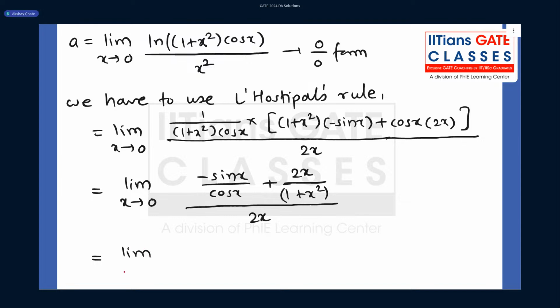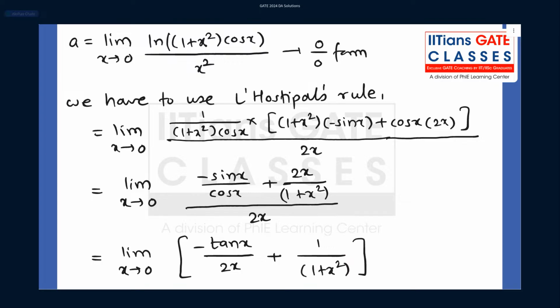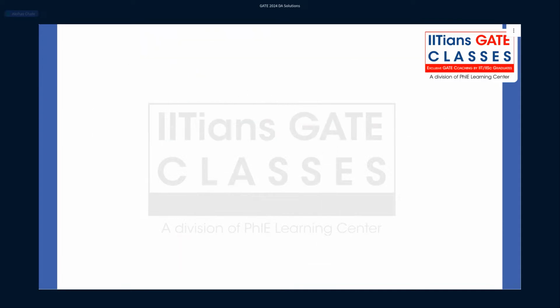Therefore, you can further simplify this. This becomes minus tan x divided by 2x plus. So here we are separating the numerator also in a separate fraction. And this 2x will get cancelled in the second term and it will be 1 plus x square. So now we have simplified it. So it looks like our random variable a. It's not a variable, it's a random notation.